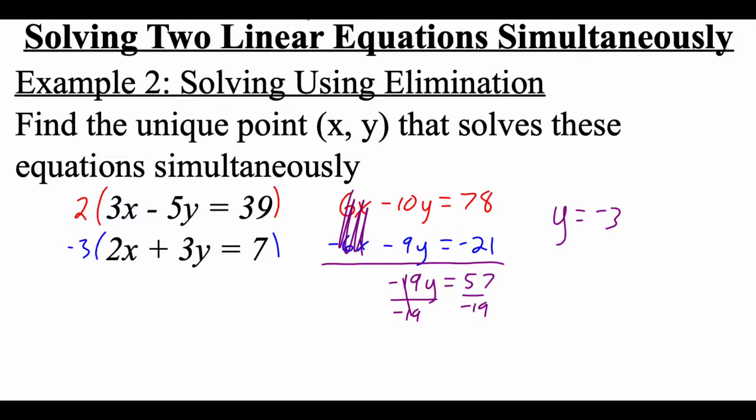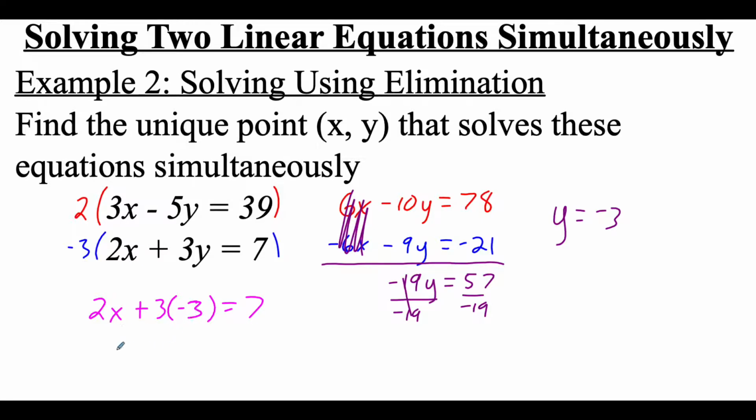Now we do still need to solve for x, so now that we know that y is -3, we're going to go into one of our equations, plug that y value in, and then solve to figure out what x is going to be. I'm going to use the bottom equation because that has smaller numbers in it. Plugging in the y value of -3, this is going to say 2x plus 3 times -3 equals 7.